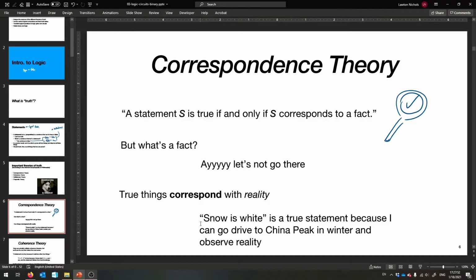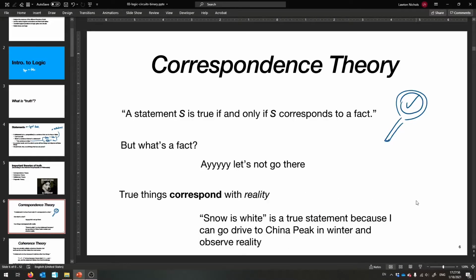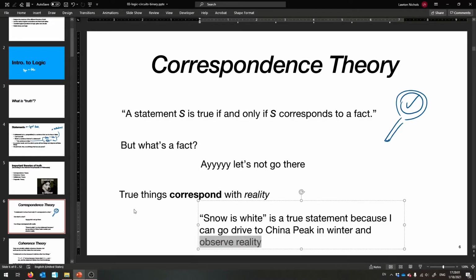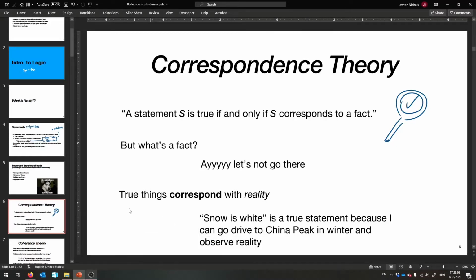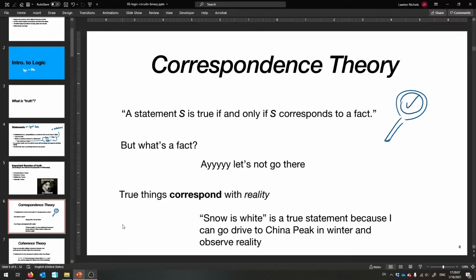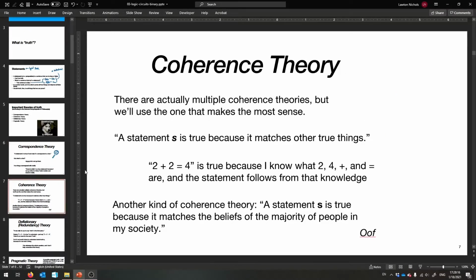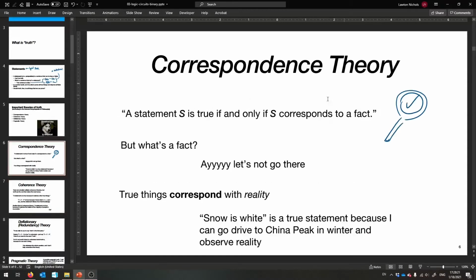And again, things like, okay, yeah, snow is white. That's a true statement because I can go drive up to China Peak if I wanted to and look at the fact that, yes, snow is all white up here. Okay? So things that are real should be true. Let's say that. That's a good definition, right? Well, some people think that there are different ways to prove truth. Okay? Correspondence theory is not everything. Because maybe like we're proving mathematical things that we can't look at.